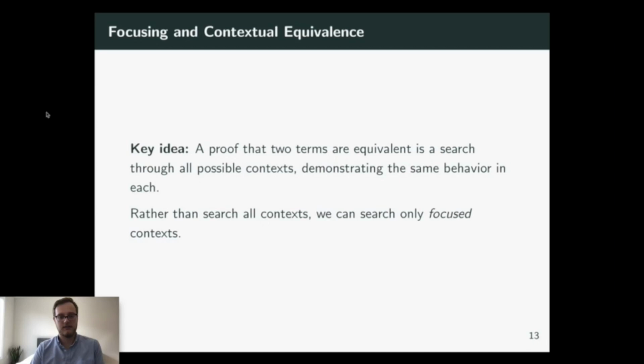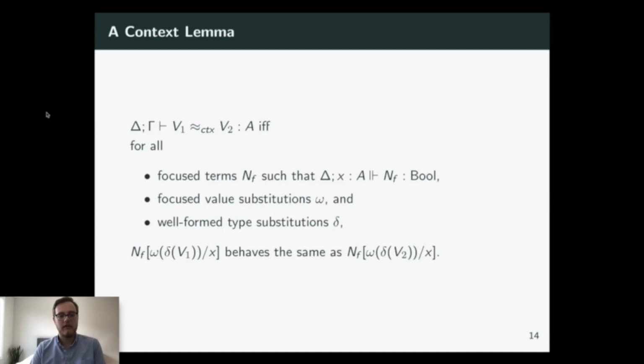So that leads us to a context lemma, which looks a little hairy, but all this is saying is that to prove two values equivalent, you only need to consider focused contexts, which are represented by a term NF with a hole x represented as a variable here. And if V1 and V2 are open, then you need to close them off with some closing substitutions, but you can assume that all the values in those substitutions are focused.